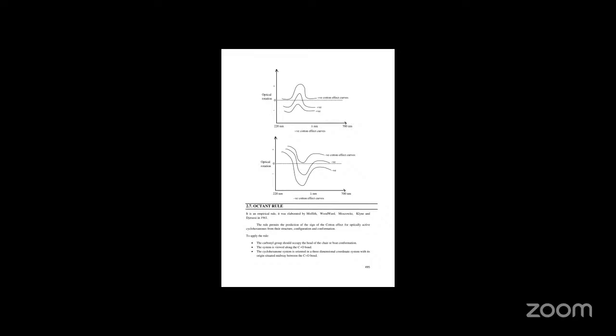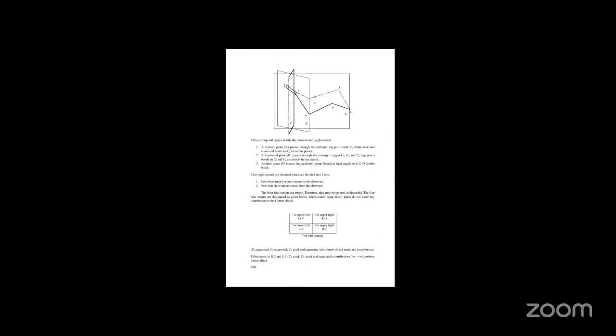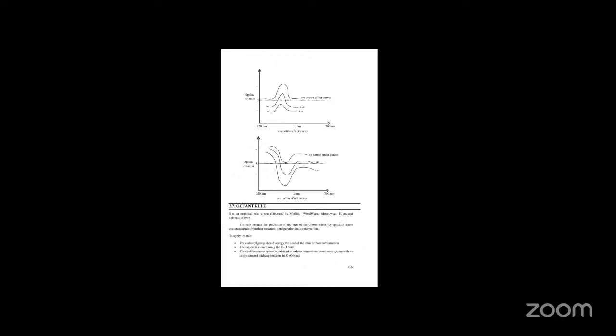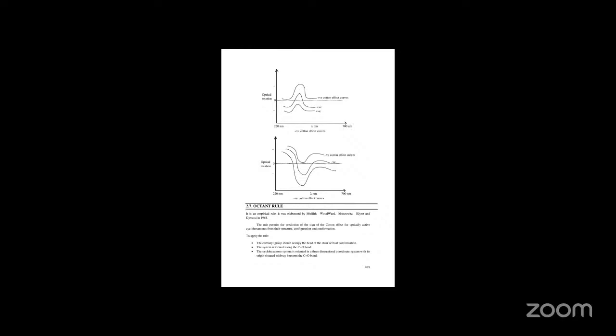And the octant rule is an empirical rule elaborated by Moffitt, Woodward, Moscowitz and others in 1961. The rule permits the prediction of the sign of the Cotton effect for optically active cyclohexanones from the structure and conformation.